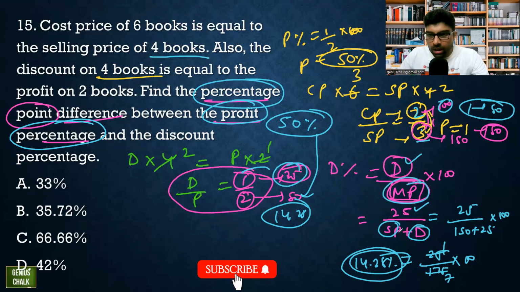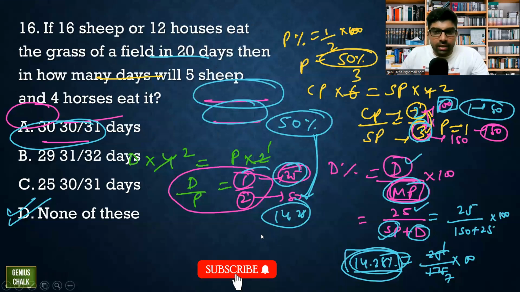Mark price is not given, so we know the selling price is 3 units. Let's say 2 is 100, so 3 is 150. So mark price will be 175. On that basis, we can find that discount is 14.28. So what is the difference? 50 minus 14.28, almost 35.72. Right? A good question again. Next one.